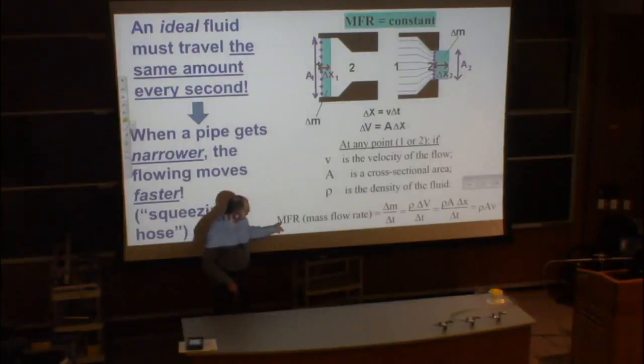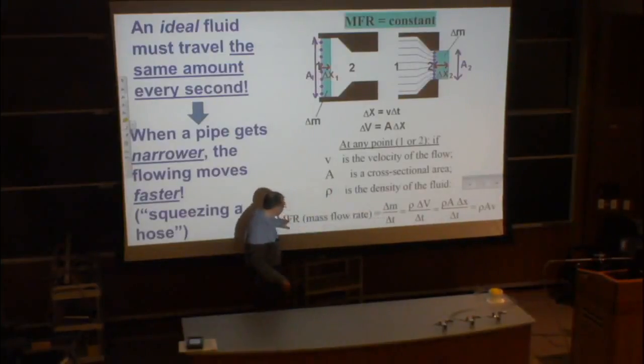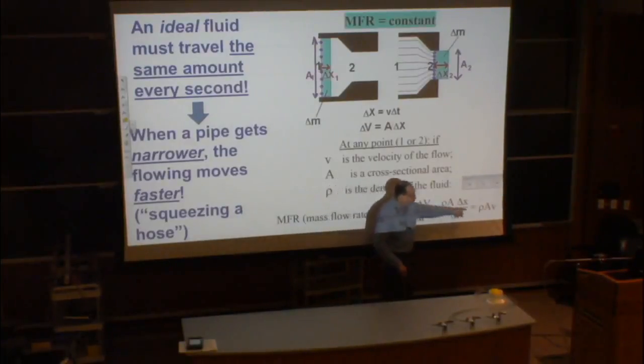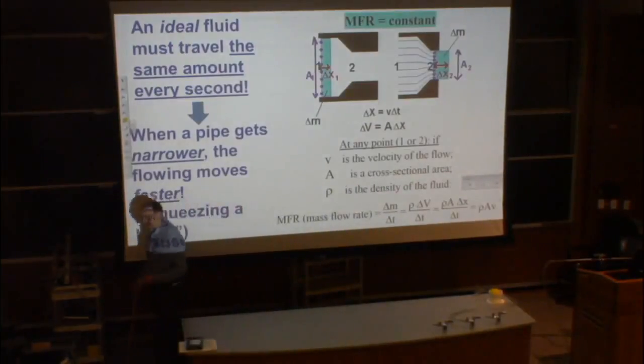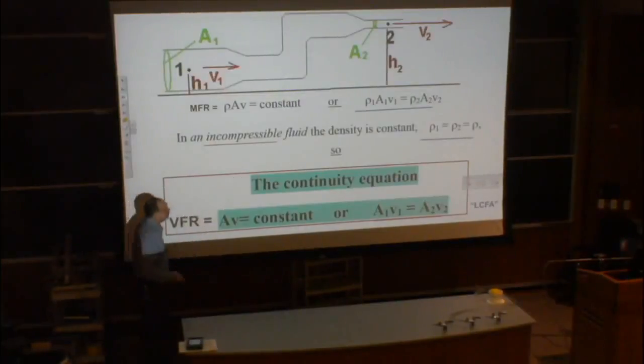First, this ratio, number of kilograms traveling per second, has a name, mass flow rate. And you can see for any fluid it equals this product, density times area times velocity. But because the fluid is incompressible, density is the same everywhere, we can write this expression.